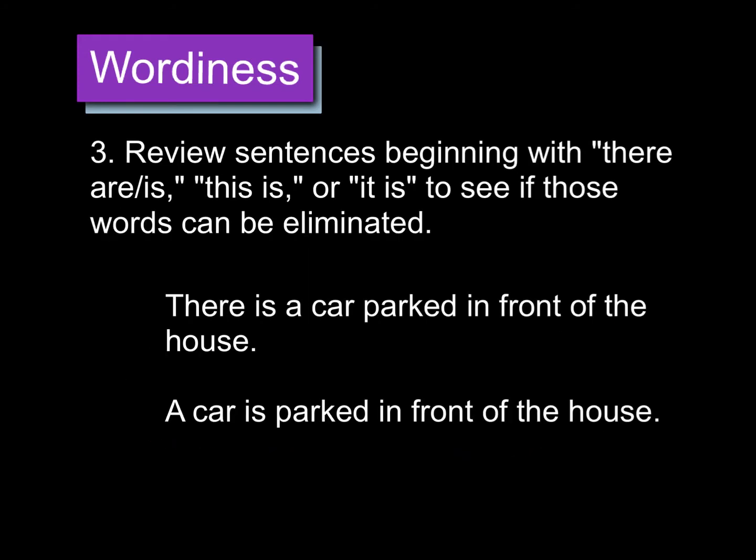A third strategy to reduce wordiness is to review sentences that begin with there are or is, this is or it is, to see if those words can be eliminated. And sometimes they can't, sometimes they're needed, but often they don't mean anything, and so they don't add anything to the sentence. For example, there is a car parked in front of the house. It's wordy. Why don't we just say, a car is parked in front of the house?